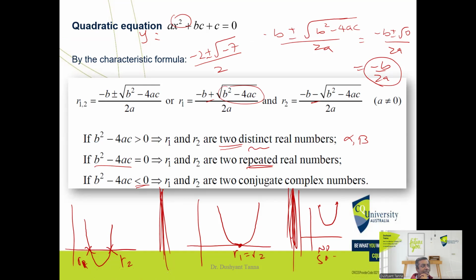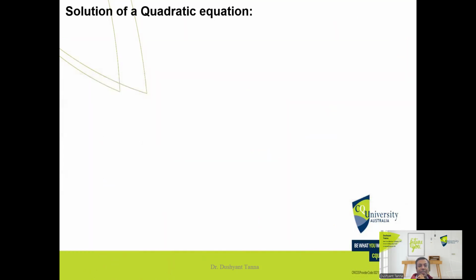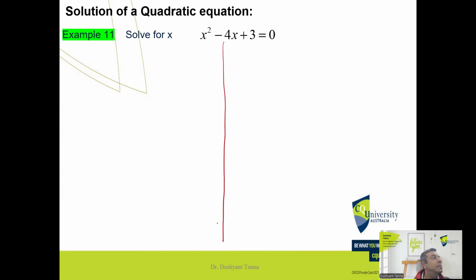Or look it up. Characteristic formula of a quadratic equation, you will get the same thing. Give it a go for this one: x squared minus 4x plus 3. Let's use two approaches. One, what we learned just now, and another, the factorizing approach. I'll wait for literally one minute and then I'll get started.